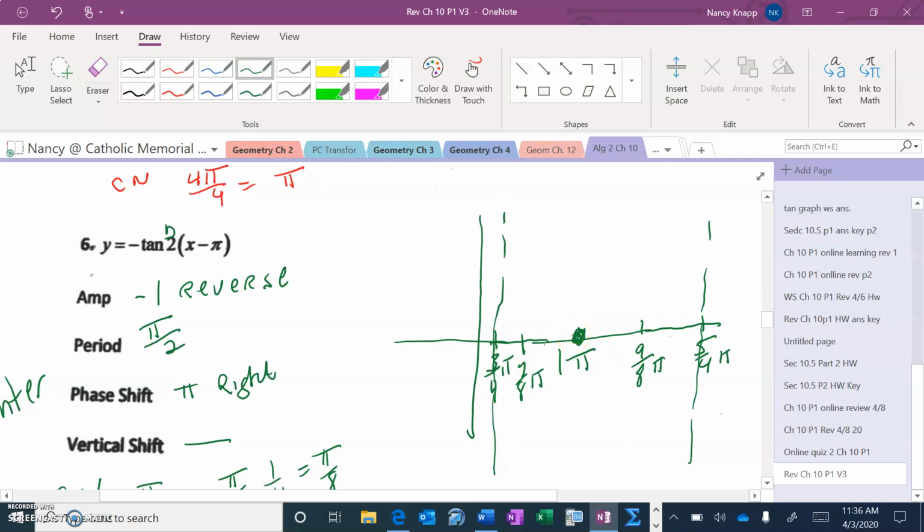This is my center, and it's a reverse amp. So normally on the right, tan goes up to its amp, but this is going to go down. And to the left, you usually go down, but you're going to go up. And that would be your graph.